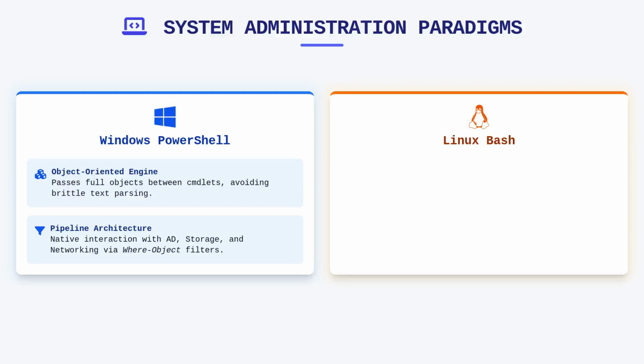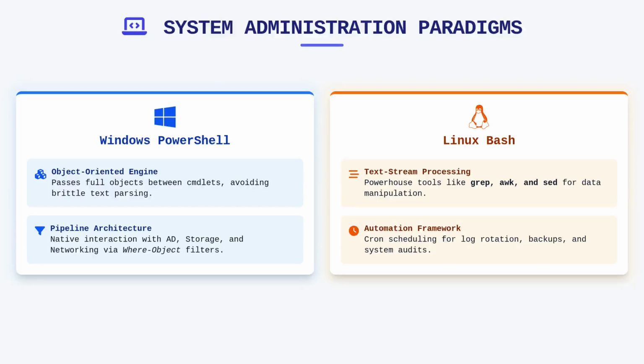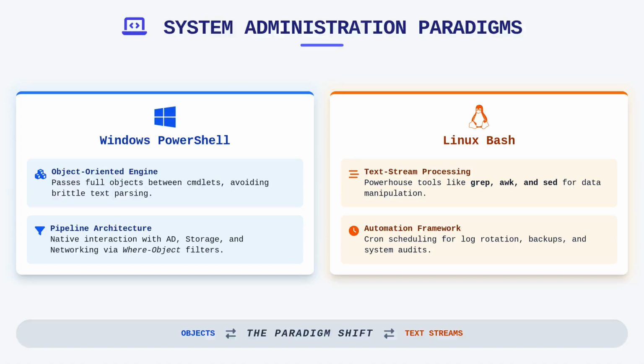However, Linux environments require a different toolkit, typically centered around the text processing power of grep, awk, and sed. Bash scripts allow for sophisticated logic-based management, and when combined with cron for task scheduling, they provide a robust framework for log rotation, automated backups, and system audits. Understanding these two environments isn't just about syntax, it is about mastering the paradigms of object-oriented management versus text stream processing.